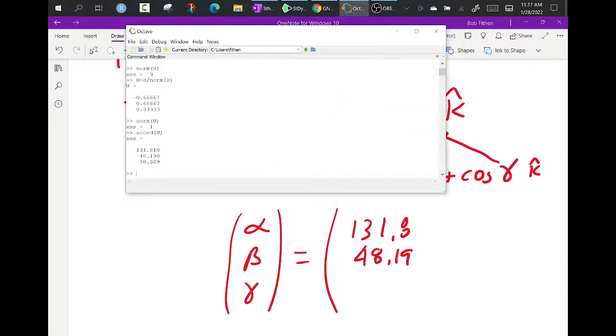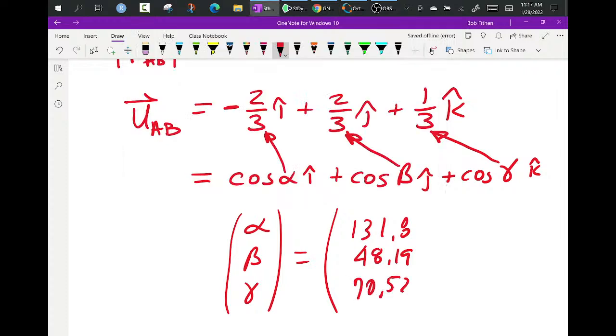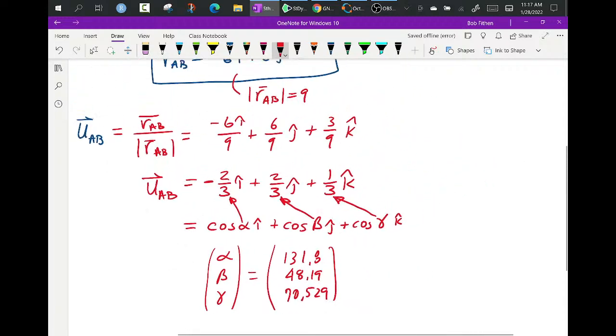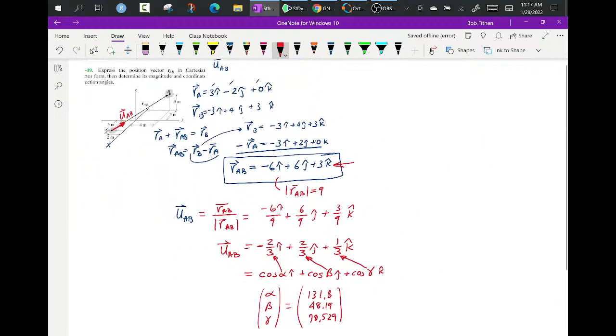48.19, or is that 49? No, okay, 70.529. Now, does that make sense? And I'm always about that.